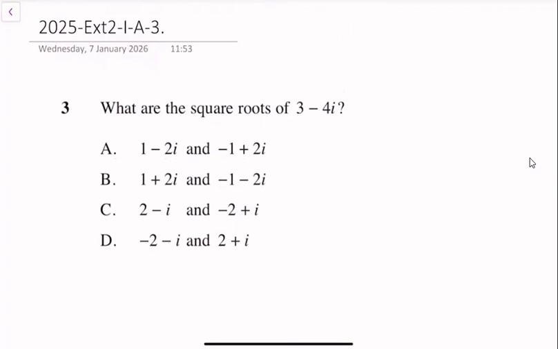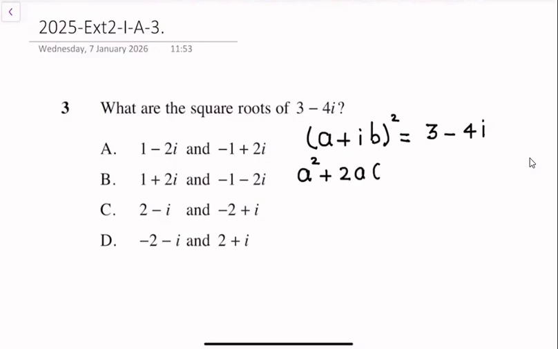let's assume the square root of 3 minus 4i is a complex number a plus ib, where a and b are real. Then when we square a plus ib, we must get 3 minus 4i. If we expand this whole square, a square plus 2a times ib plus ib whole square equals 3 minus 4i.